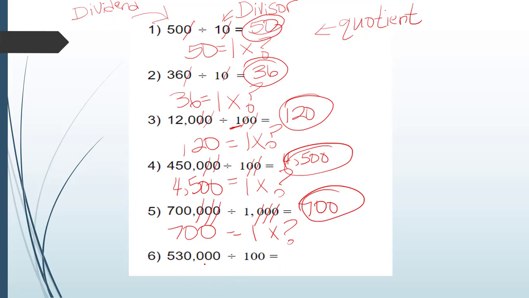Number 6, our divisor ends in 2 zeros, so I take those off, and I go to my dividend and take 2 off. So what times the 1 gives me 5,300? That gives me a quotient there of 5,300.